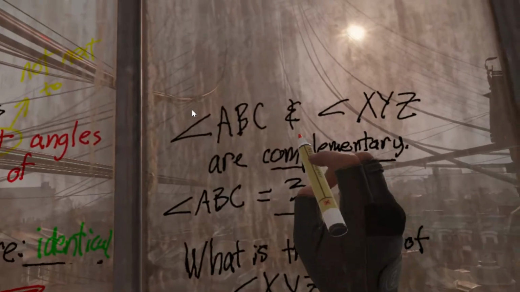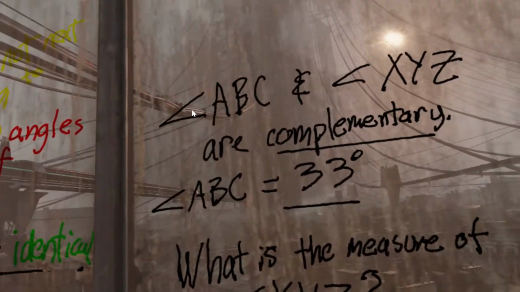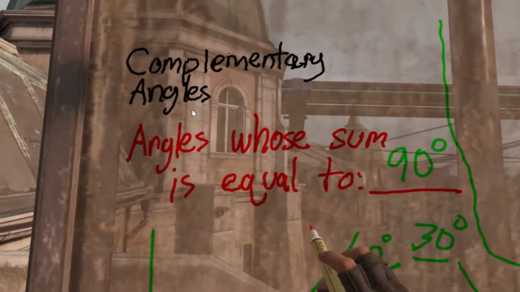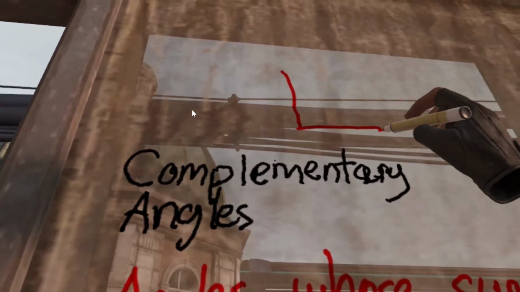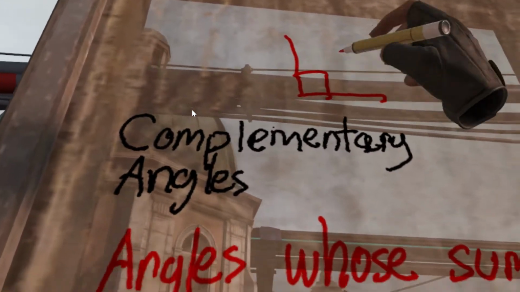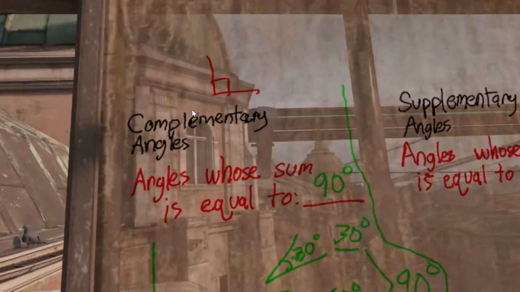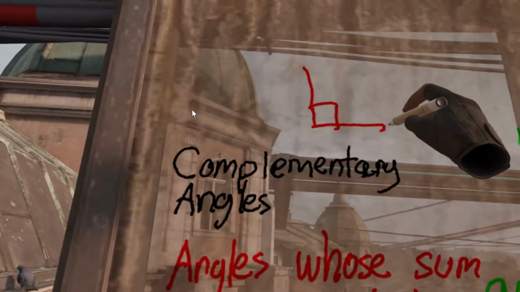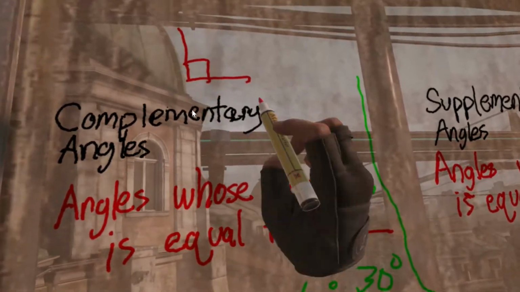So, angle ABC and angle XYZ are complementary. Okay, what does complementary mean? Well, as a review, it's angles whose sum equals 90 degrees. The way I remember that is, it's often a right angle. Complementary: when you put them together, you'd compliment it. What a nice right angle, so structured and sharp and beautiful. Complement that 90 degree angle.